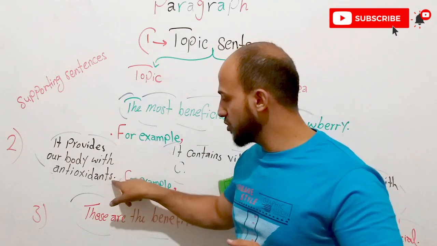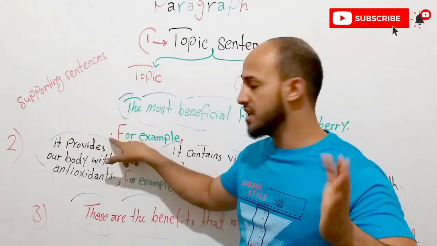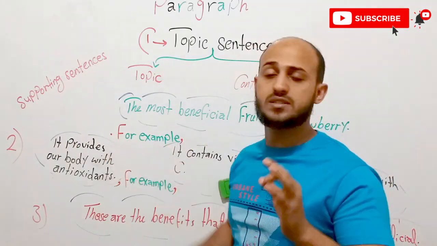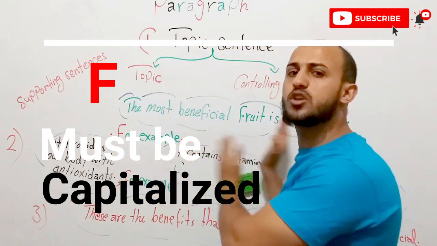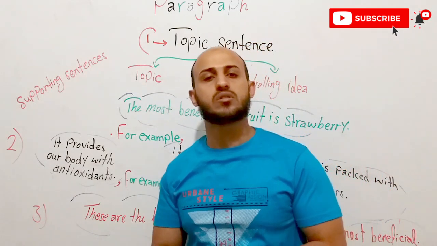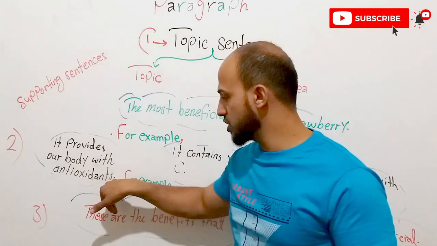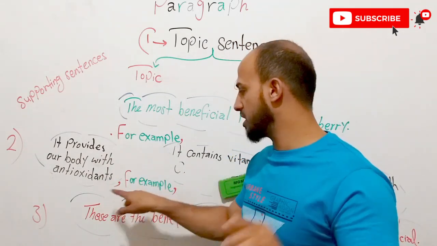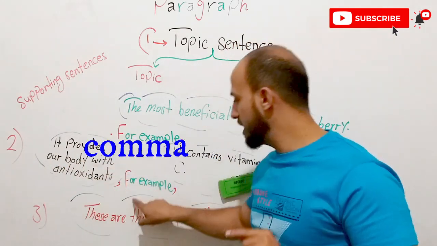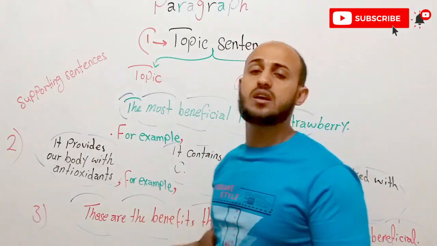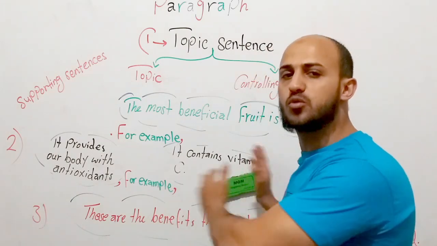Then after this, if you finish your sentence with a full stop, like this, then you write for example, and the F must be capitalized, all right? So you say, for example, comma, then you write your example, then you stop with a full stop. Or the other way: here you don't stop with a full stop, you stop with a comma. So you say it provides our body with antioxidants, comma, and you must write the F small. So, for example, comma, then you complete.